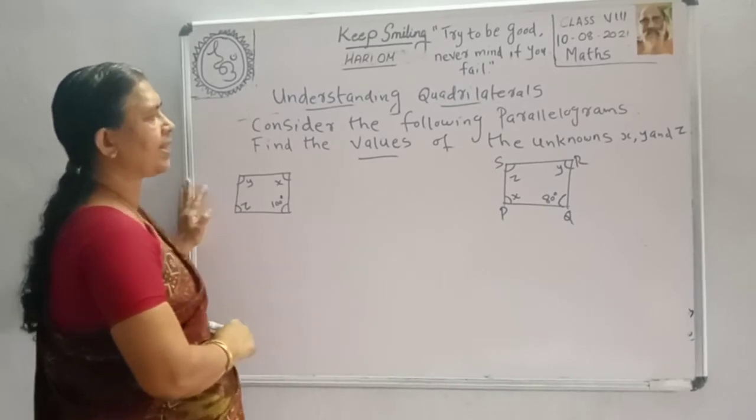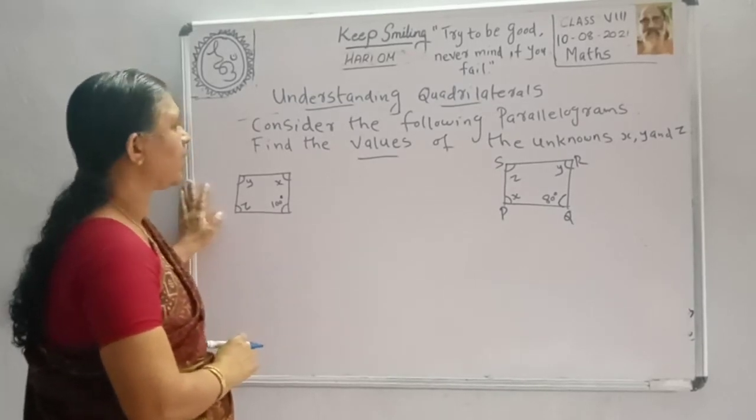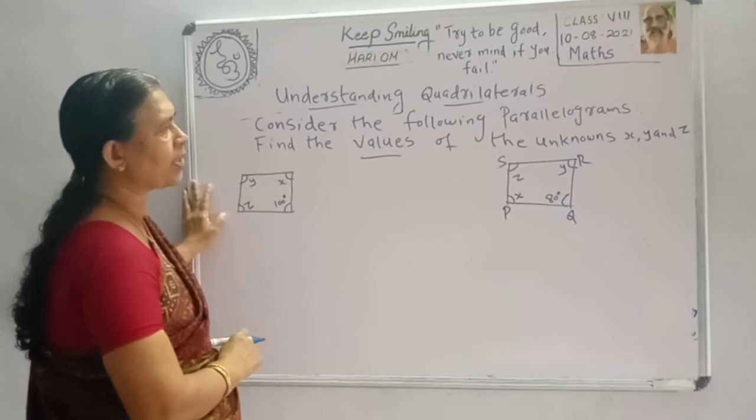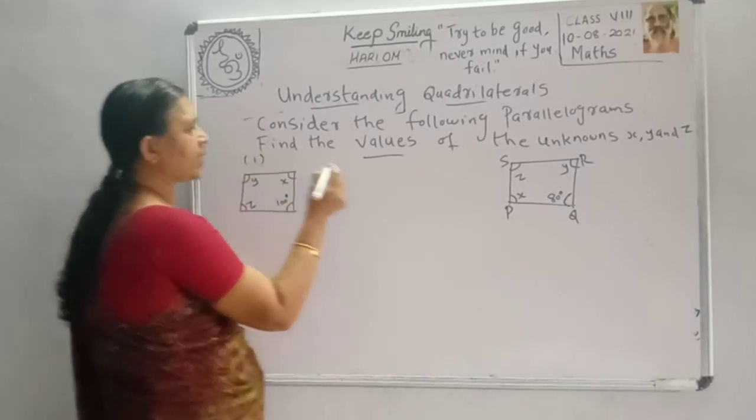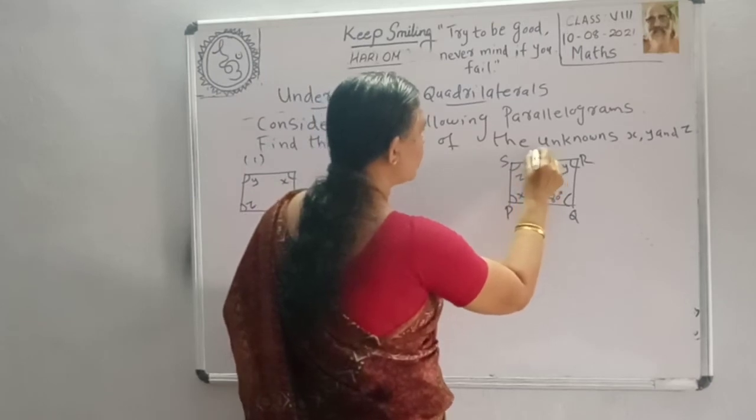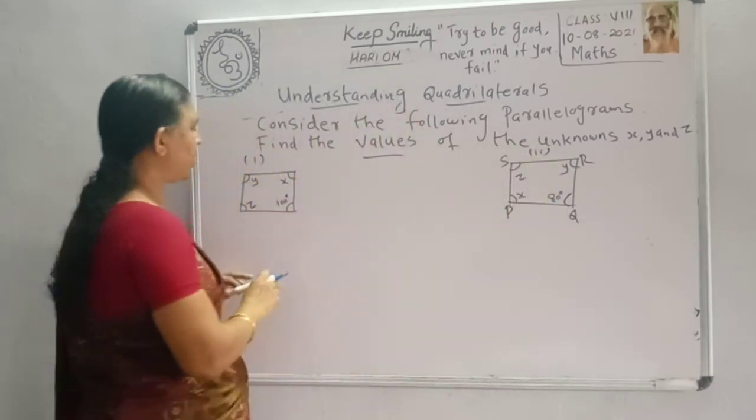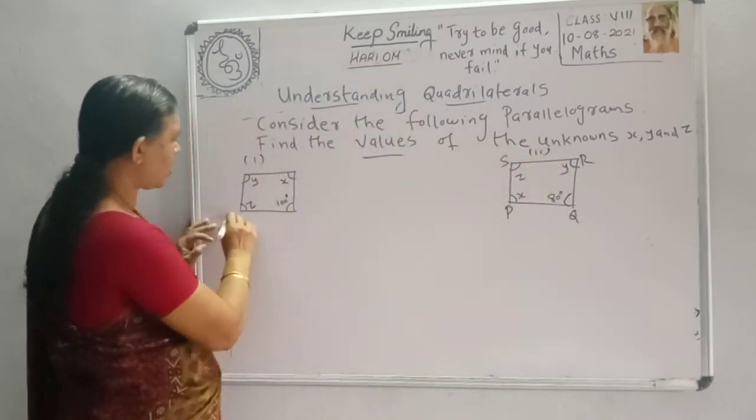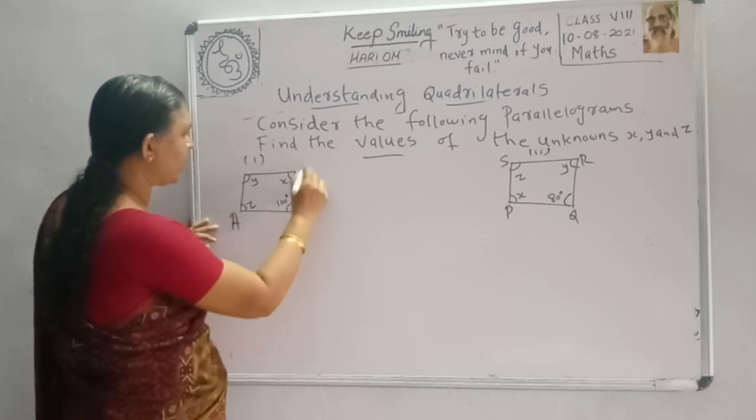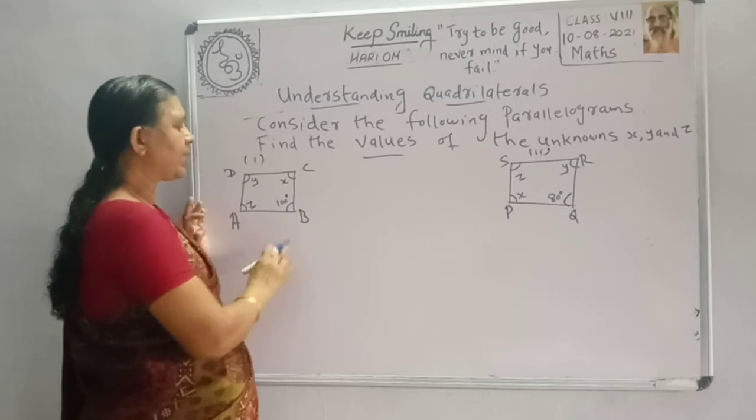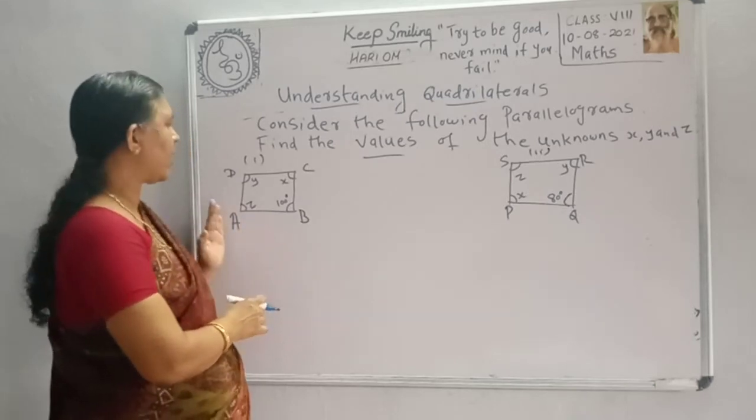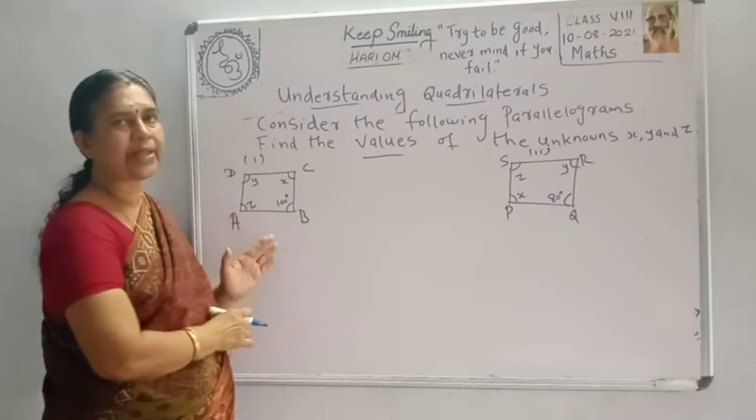Next, consider the following parallelograms. Find the values of the unknowns x, y and z. First, the first and the second question. Here, we can name it as A, B, C, D. Then angle B is equal to 100 degrees, given. Then you are asked to find the other x, y and z.